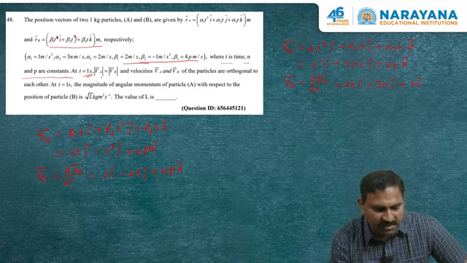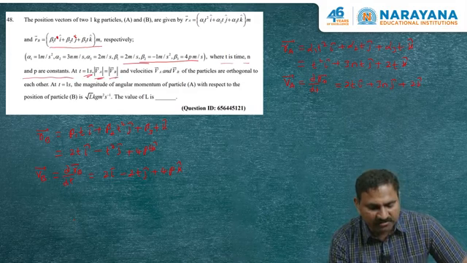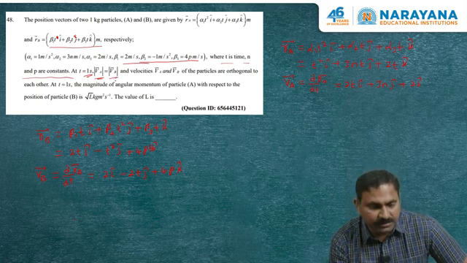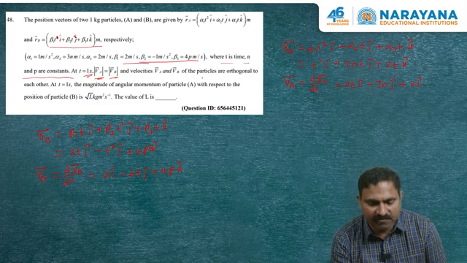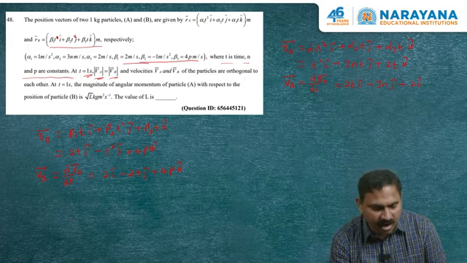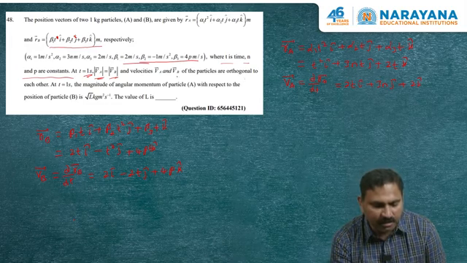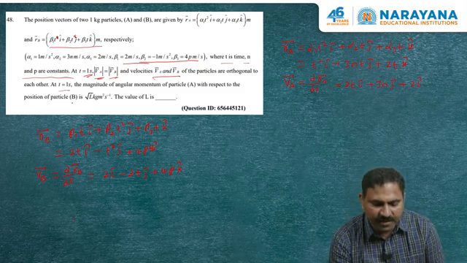At t equal to 1 second, modulus of Va equal to modulus of Vb, means magnitudes of velocities are equal, and velocities Va and Vb of the particles are orthogonal to each other, means Va dot Vb will be 0. At t equal to 1 second, magnitude of angular momentum of particle A with respect to position of B.